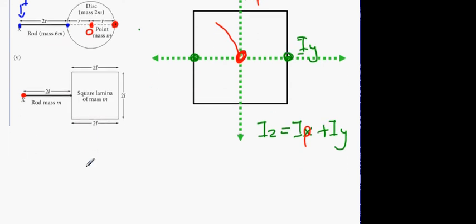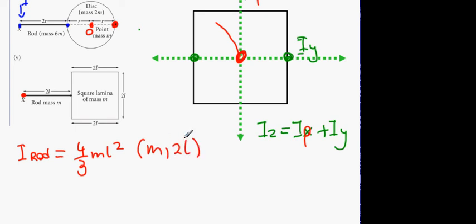Now, what's going to happen here is the following. We're going to start off with the rod, because the rod is easy marks. I-rod, it's been kept at its end, which means 4/3 ml squared. It's of length 2L. That's perfect, isn't it? It matches its formula description. If you look up your tables, it'll tell you mass M, length 2L. Matches it perfectly. Next thing we've got to do is the lamina.